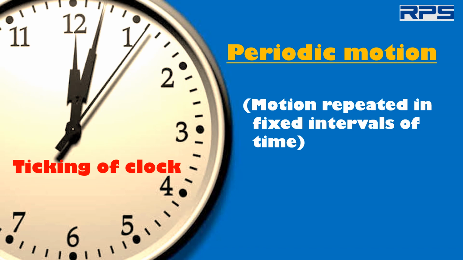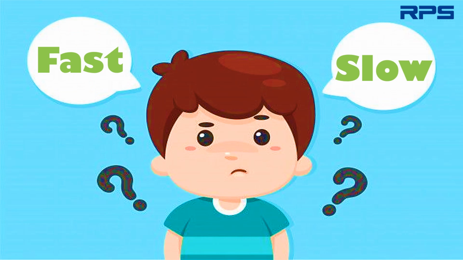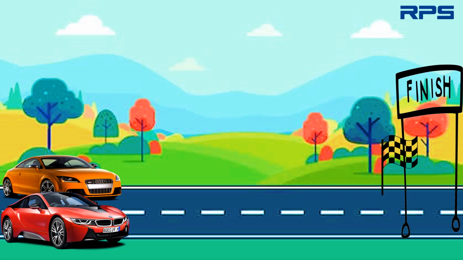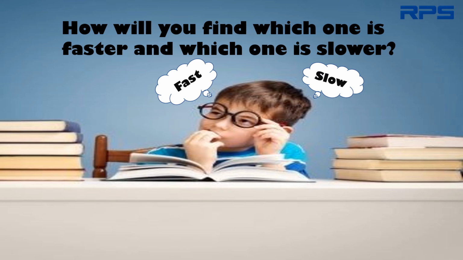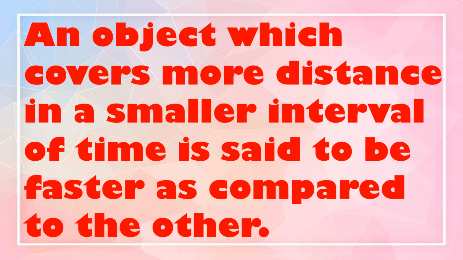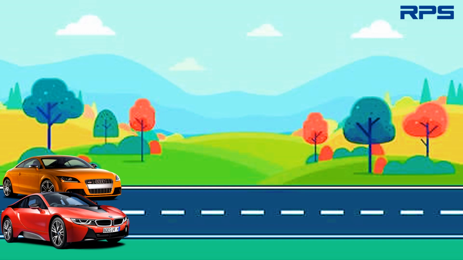If you observe carefully, you will find that the motion of the objects may be either fast or slow. Imagine two cars heading towards the same destination. How will you find which one is faster and which one is slower? An object which covers more distance in a smaller interval of time is said to be faster as compared to the other. Here, the car which reaches the destination first will be faster.